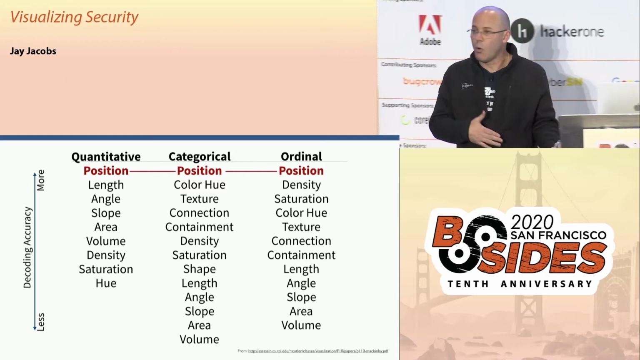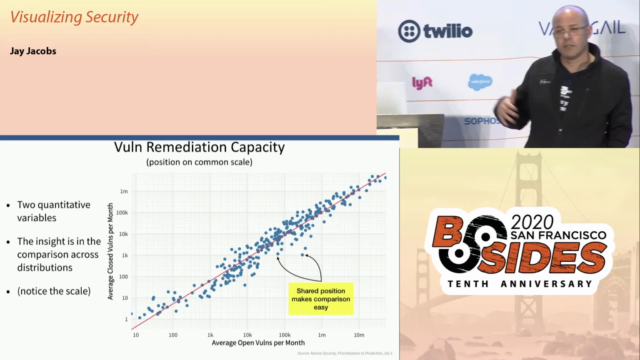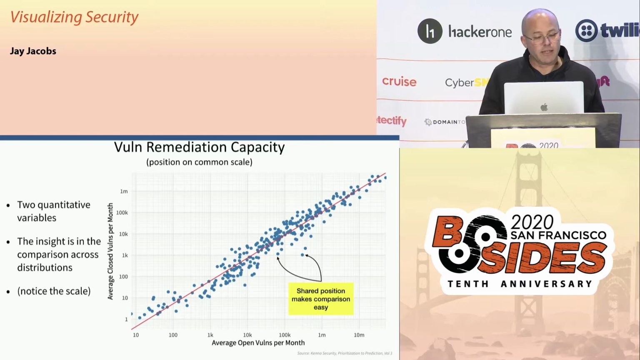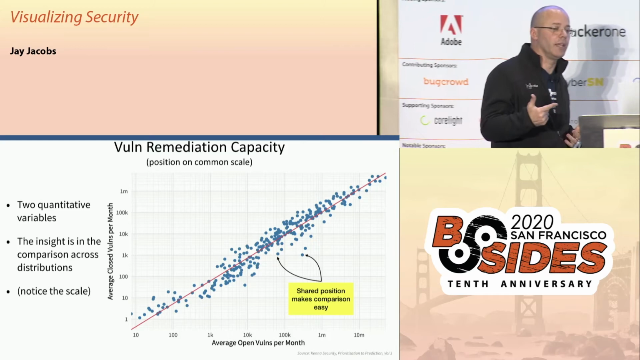So let's take an example here. Let's go back to that capacity chart. Take these two points. Because they're on a common scale, and they're points, they're really easy to compare, right? You can look at those two points and say the one towards the right definitely has more open per month, but they're closing roughly the same. It's pretty easy to see the one on the left is slightly higher, right? You can be very, very accurate in decoding that quantity. So this type of thing is really nice for encoding.